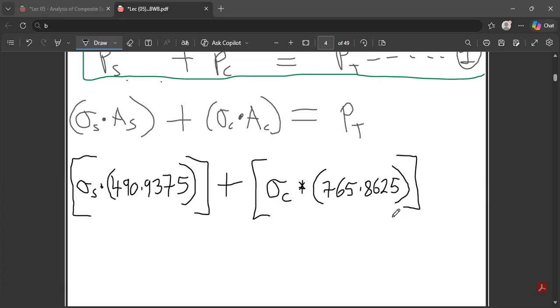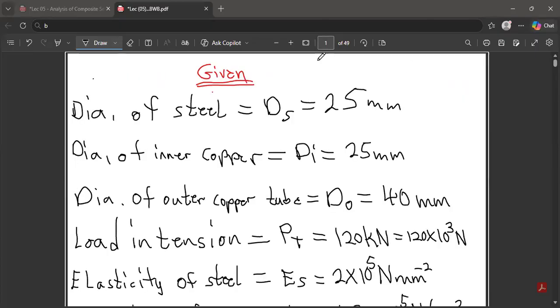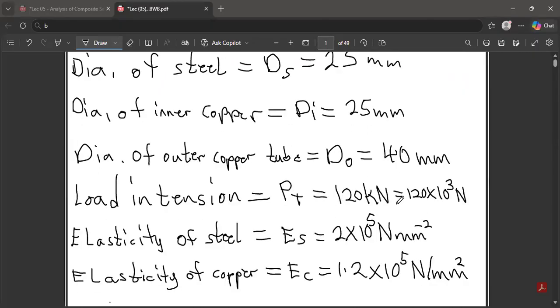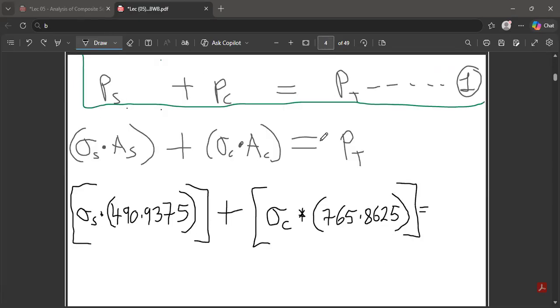Okay, so what are we supposed to do next? We know that the load is equal to 120 kilonewton, which is the PT. It was given to us in the question. We even wrote it in our given. Look at it over here, this is the load as we wrote initially. So let's quickly put it over here, and that is 120 kilonewton.